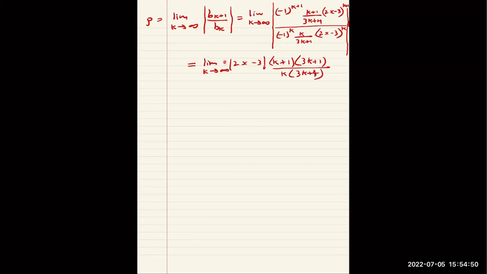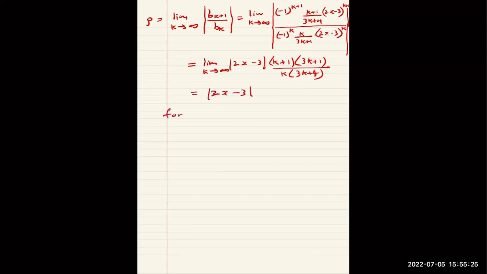Now you need to take this limit, as k approaches infinity. As you can see, the absolute value of 2x minus 3 has nothing to do with k. So k is happening here. You take the limit of this expression. Clearly, the limit of this expression is 1. Why is that? Because if you simplify the top, the highest degree term in the top is 3k squared. In the bottom also, the highest degree term is 3k squared. That means the limit is 3 over 3, which is 1. So rho is equal to the absolute value of 2x minus 3.